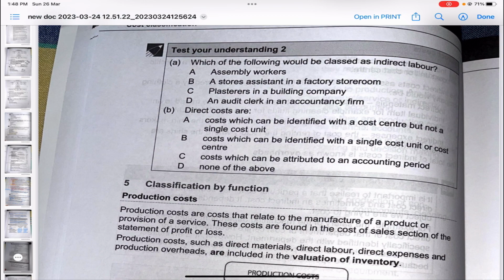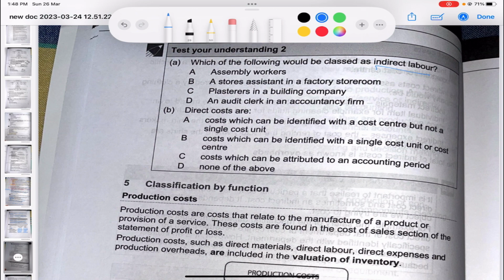Again, do this, then we can discuss. Which of the following would be classified as indirect labor? Assembly workers, a store assistant in a factory storeroom, plasterers in a building company, an audit clerk in an accountancy firm. Audit clerk in an accountancy firm is direct labor. Why? Because auditing is the operating activity of an accountancy firm. So that is direct for them, right? So this is direct labor.